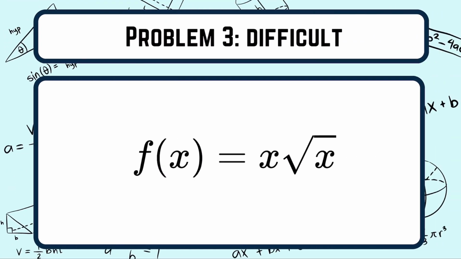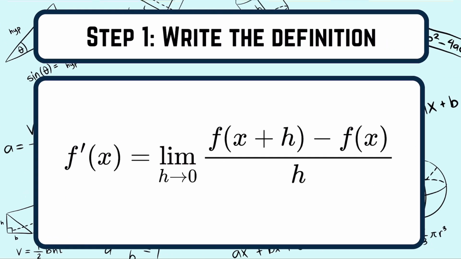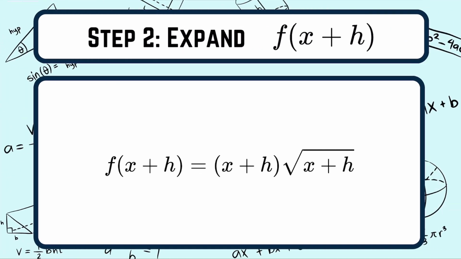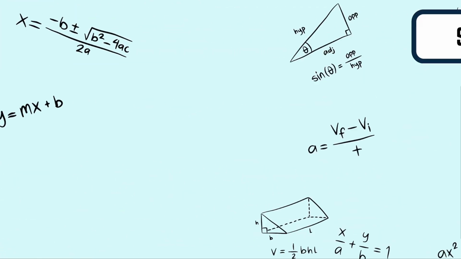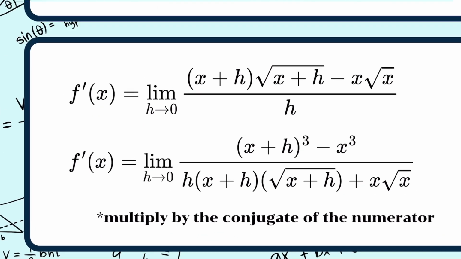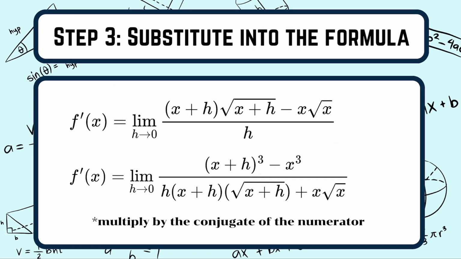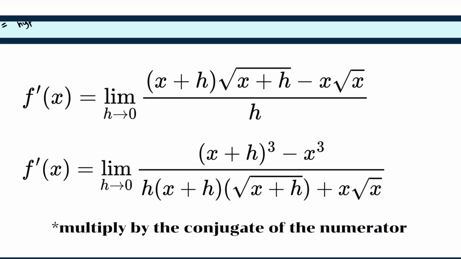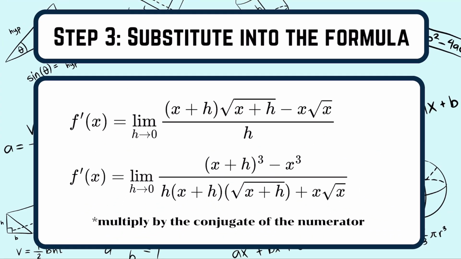And the last question is f of x is equal to x times the square root of x. Using the first principle of derivative, again we use the same formula. And then we have to expand f of x plus h, and we get this product. Substitute into the formula. For this method, I used the conjugate, which cancels out the square roots, and we get x plus h, quantity x plus h raised to the third power minus x cubed. And we get this very long equation.